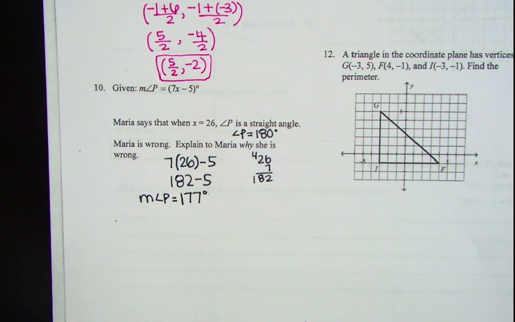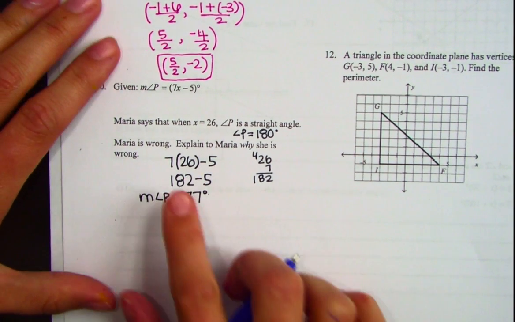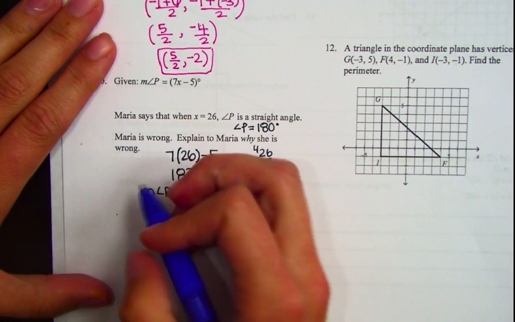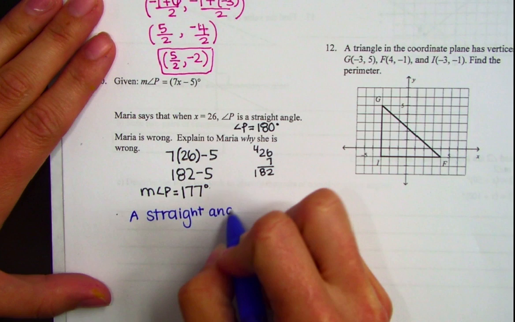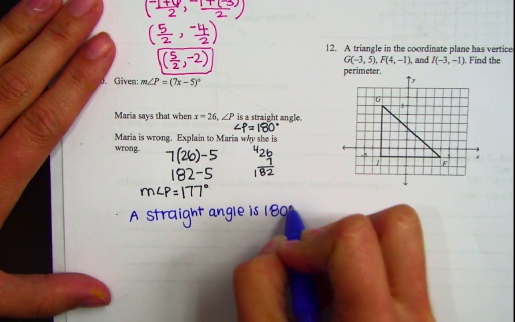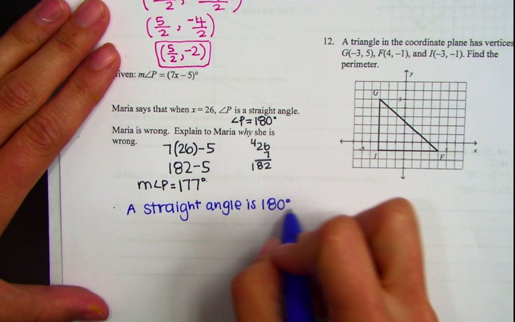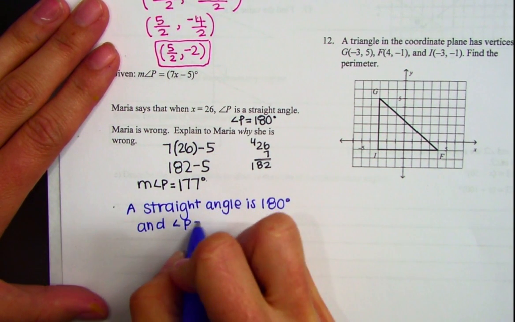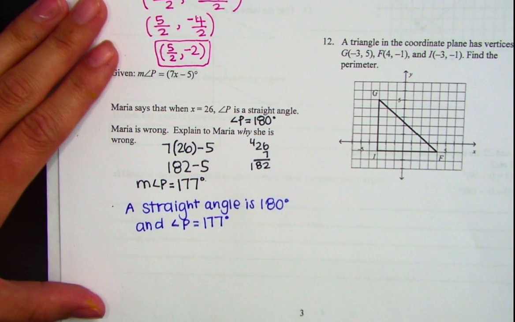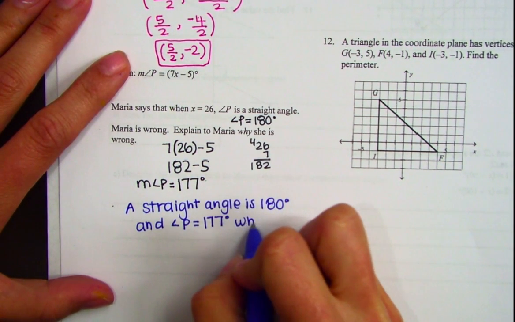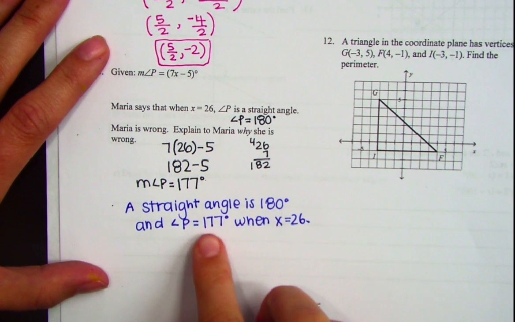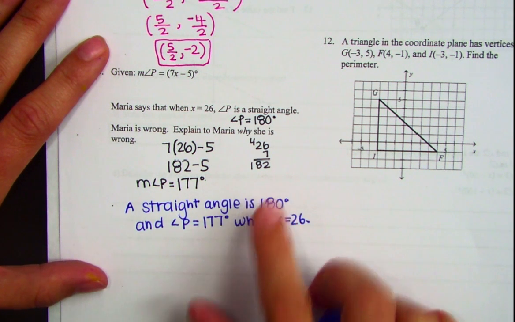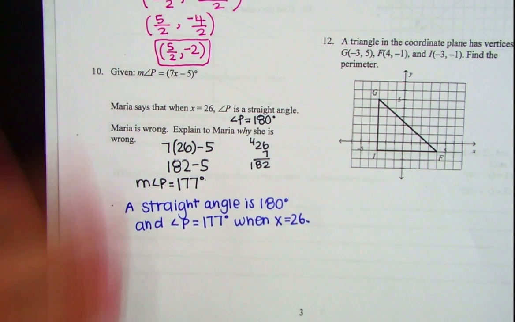So Maria's wrong, and we're going to explain to her why she's wrong. We're saying that if we plug in 26, we get 177. So we need to explain to her that a straight angle is 180 degrees. Okay, so angle P we found was 177 degrees when x equals 26. So our angle is 177. It's not 180 degrees, so that is why it is incorrect.